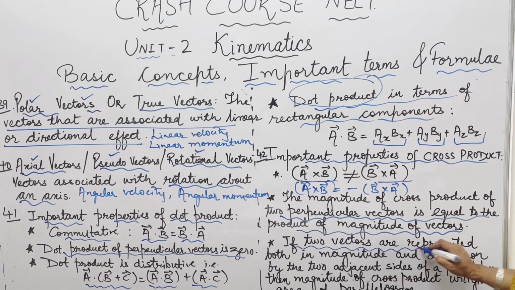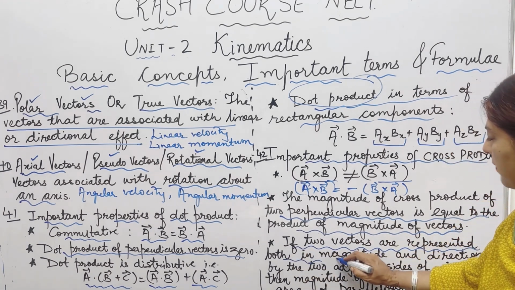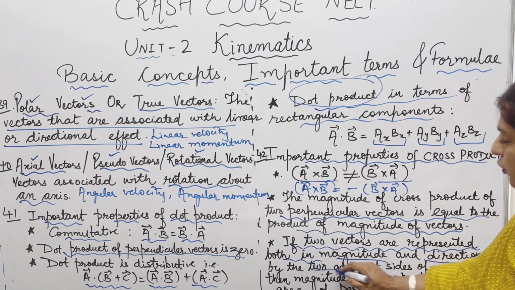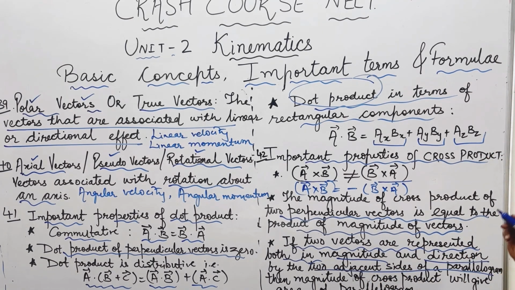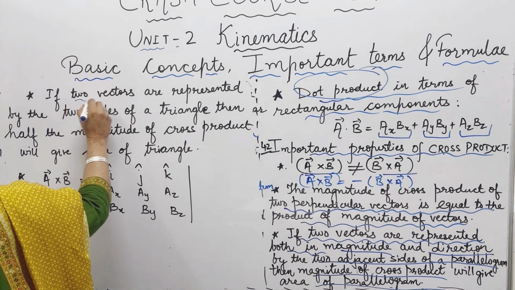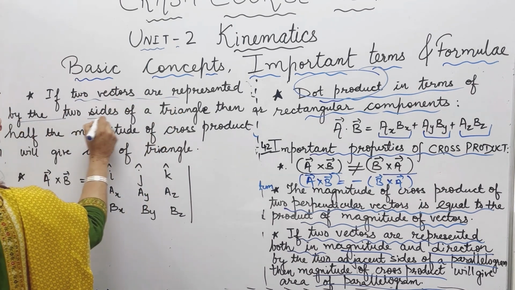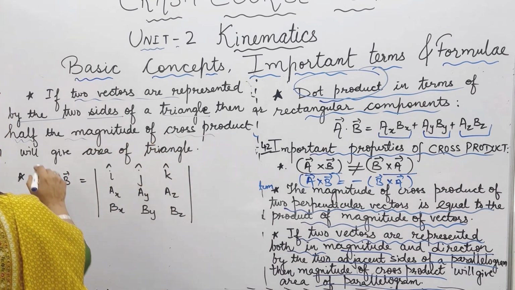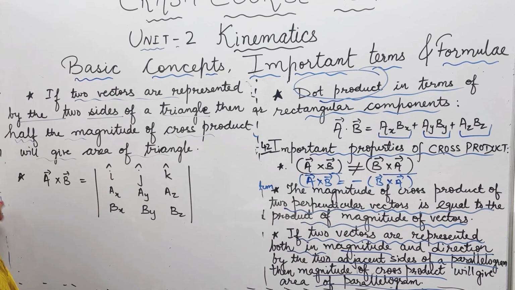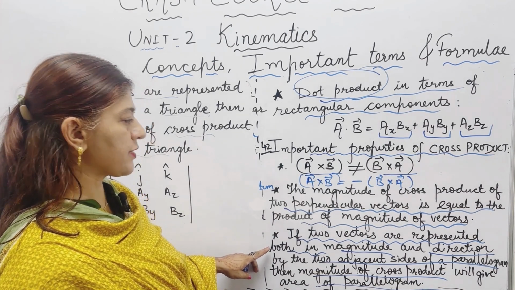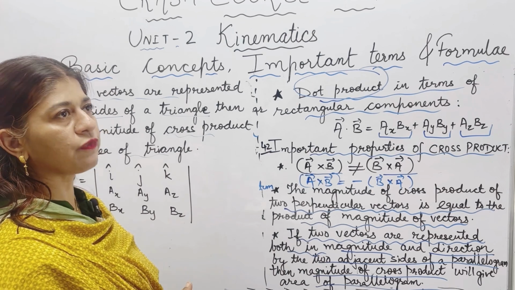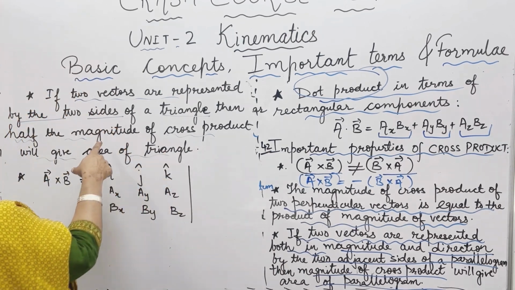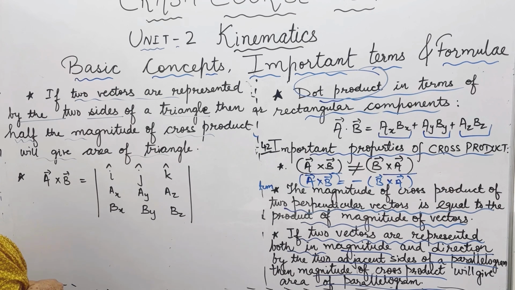If two vectors are represented both in magnitude as well as direction by the two adjacent sides of a parallelogram, then the cross product is equal to the magnitude of the area of the parallelogram. If two vectors are represented by the two sides of a triangle, then half of the magnitude of the cross product will give the area of the triangle. For a triangle, we have to take half of the cross product for the area.